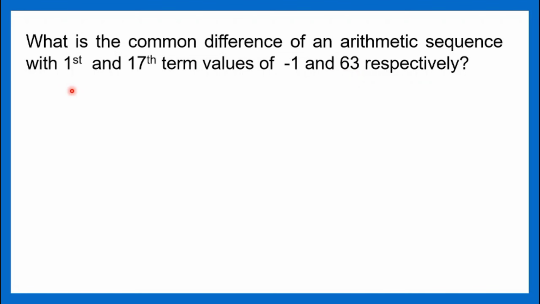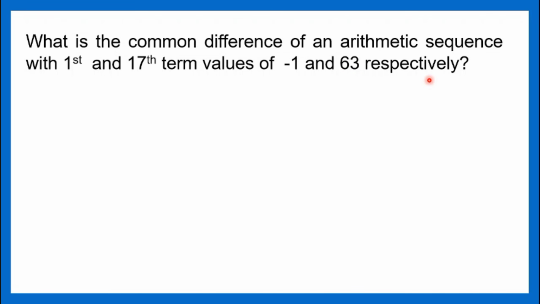So, ganito. Ang 1st term dito, kasi may word na respectively doon, is si -1. And si 17th term ay 63. Be careful with that. Kung una, una din. Pangalawa, pangalawa din. Ganun po yan. Kapag may word na respectively.